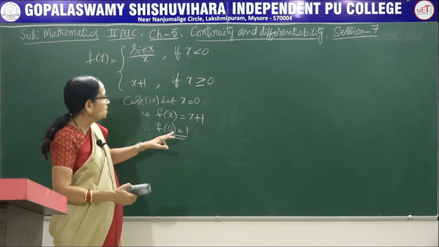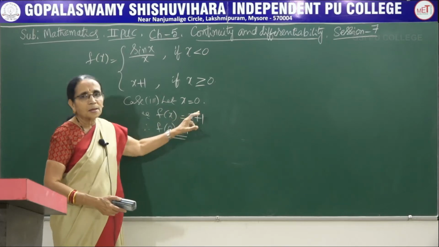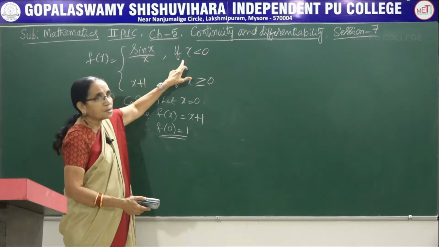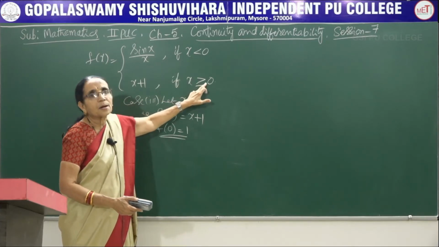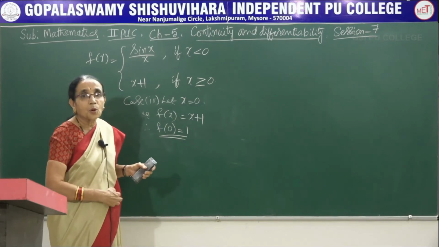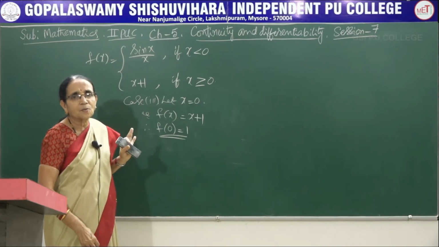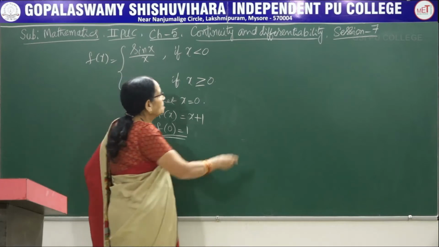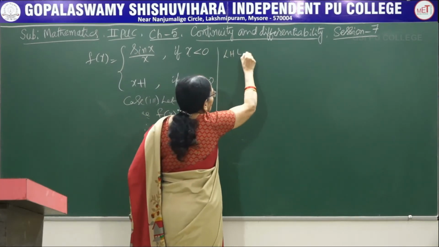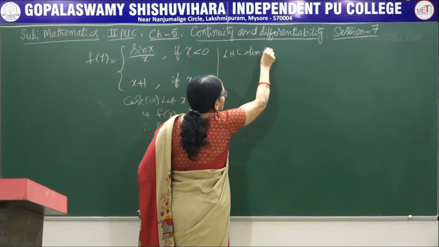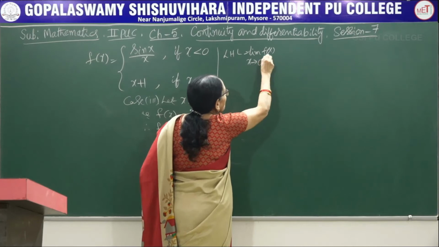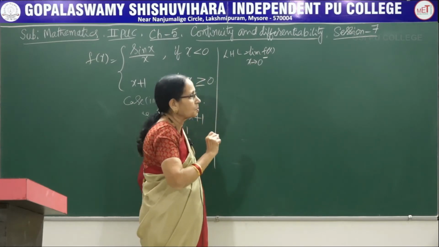Now this value of 0 can be approached in two different ways. Through the values less than 0, through the values greater than 0. That means that we have to calculate both the left hand limit as well as the right hand limit. Now let me calculate the left hand limit. Left hand limit means it is limit of f of x as x tends to 0 minus, the superscript minus.